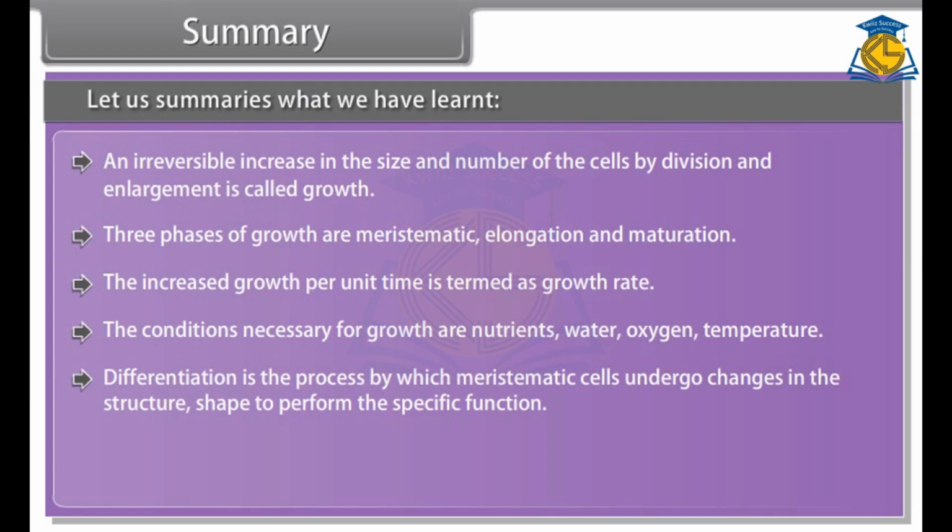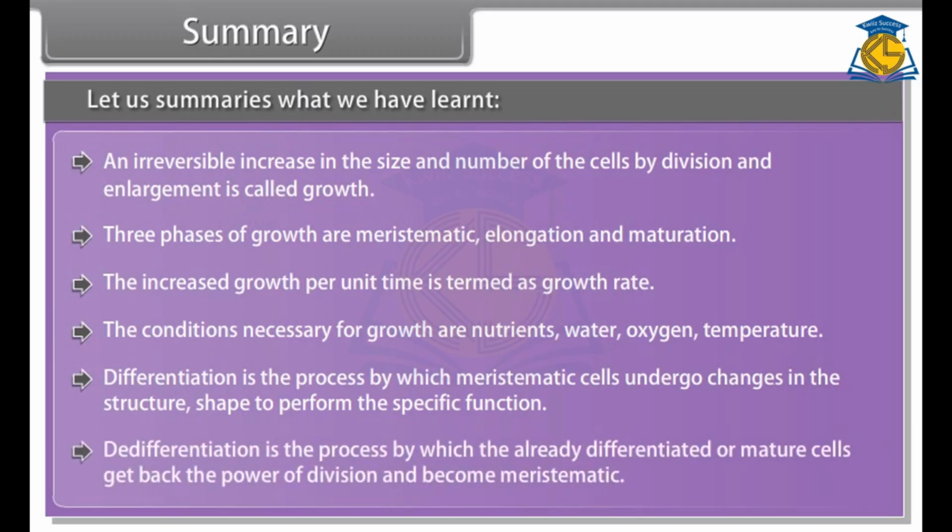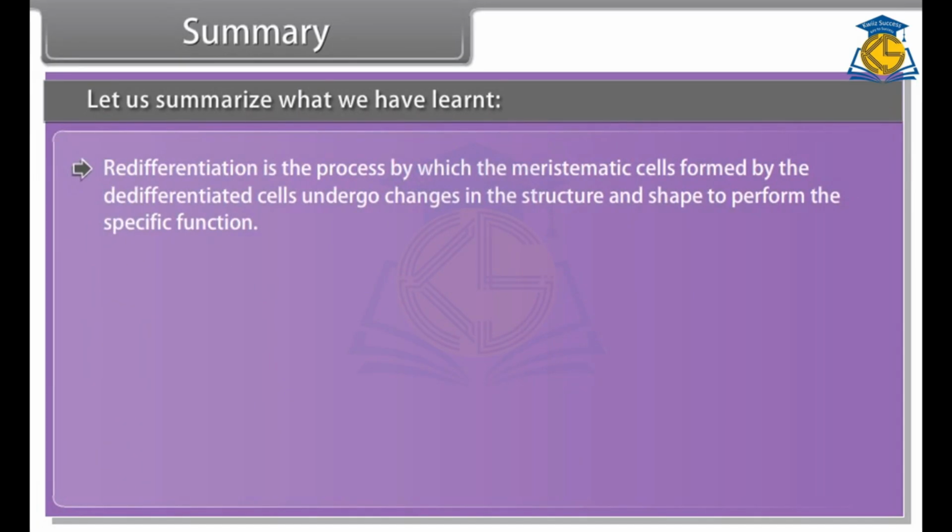Differentiation is the process by which meristematic cells undergo changes in the structure and shape to perform the specific function. Dedifferentiation is the process by which the already differentiated or mature cells get back the power of division and become meristematic. Redifferentiation is the process by which the meristematic cells formed by the dedifferentiated cells undergo changes in the structure and shape to perform the specific function.